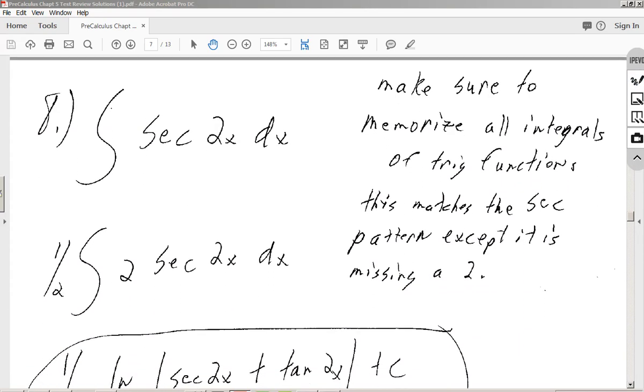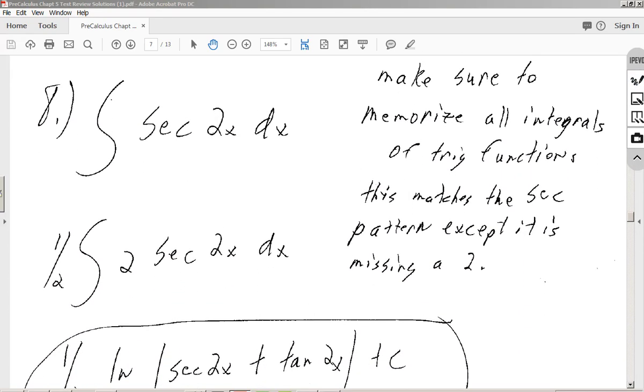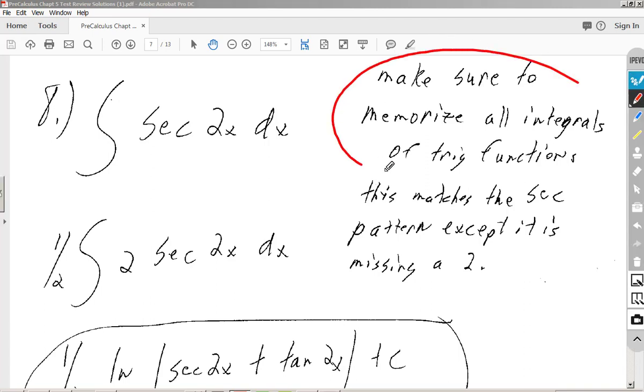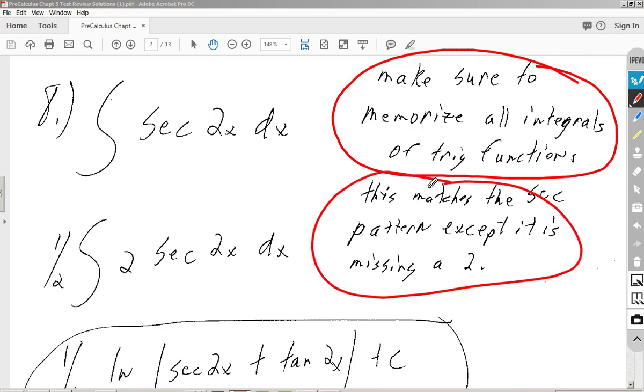On this next problem, it wants me to find the integral of the secant of 2x. So notice, make sure you memorize all of your integrals of trig functions. In fact, it's probably a good idea just to memorize that entire sheet of all the integrals and all the derivatives. If you'll notice, this does match the secant pattern, except it is missing a 2.